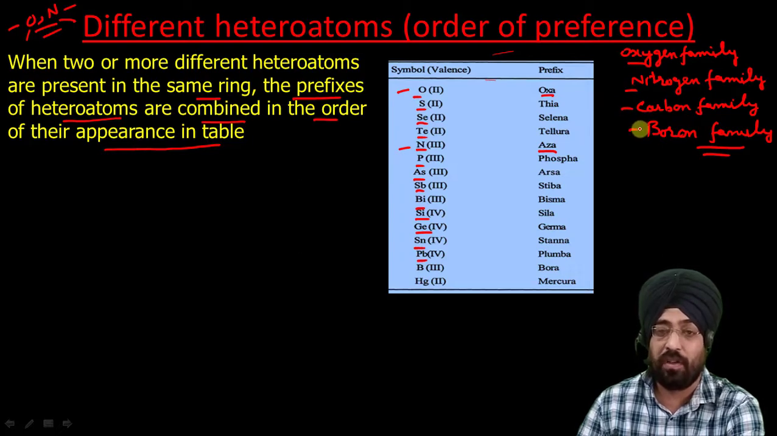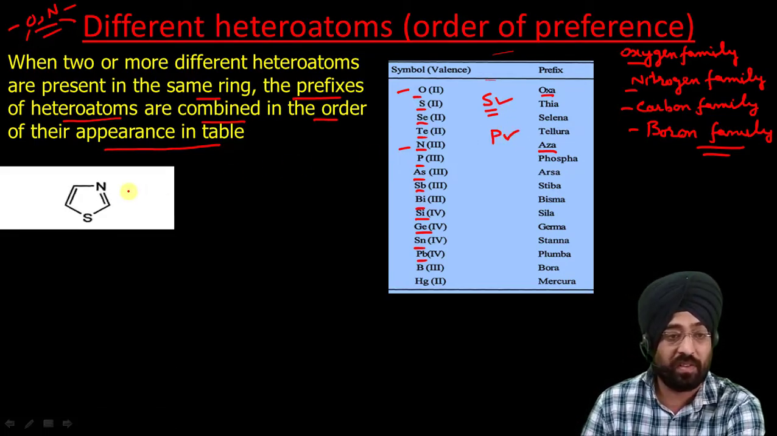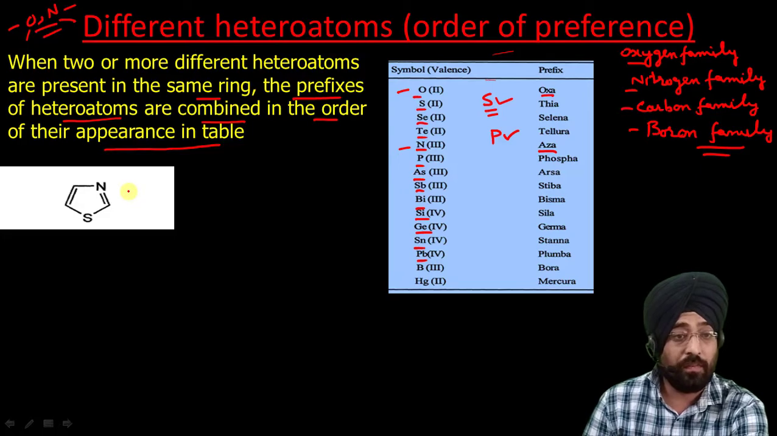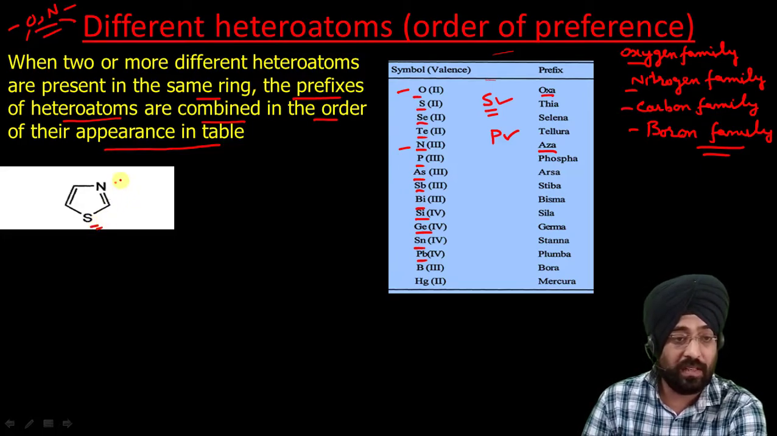What does it mean? Suppose one atom we have is sulfur, another atom we have is phosphorus. Now sulfur belongs to the oxygen family, so it will have higher preference than phosphorus. Now let us try to use this with some examples. Suppose we have this compound. Now you can see this compound contains two different heteroatoms, sulfur as well as nitrogen.